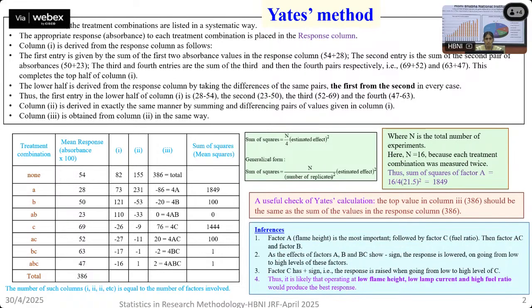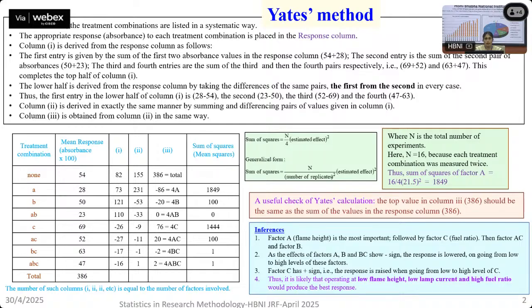From those calculations and final results, we concluded that during the absorbance measurement of calcium using atomic absorption spectrometry, the flame height is the most important factor governing the entire response function, because it has got the highest impact on the response function, as the total sum of the squares is highest for that factor.